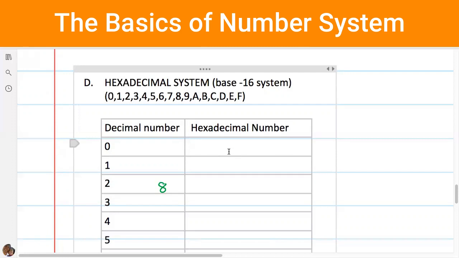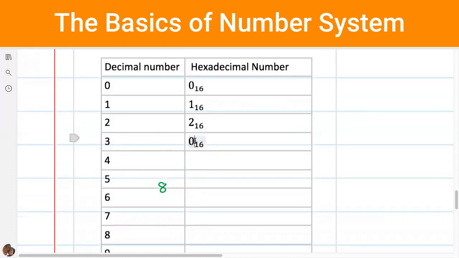Now, in here, we are going to compare decimal numbers to hexadecimal numbers. This is base 16. So when you say base 16, 0 can be represented by 0 in base 16, and 1 can be represented by 1 in base 16. Take note, for base 10, we don't need to write the base for a decimal number. 2 is represented by 2, 3 by 3, 4 by 4, and 5 by 5.